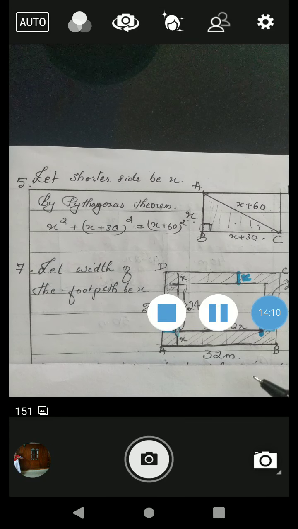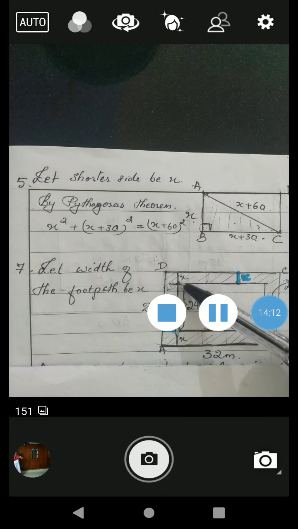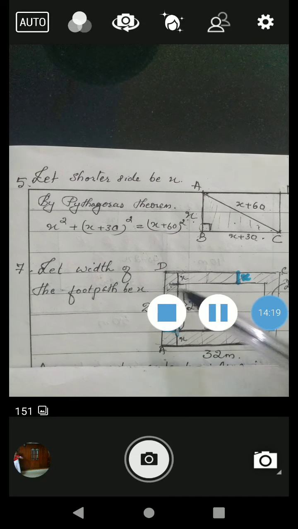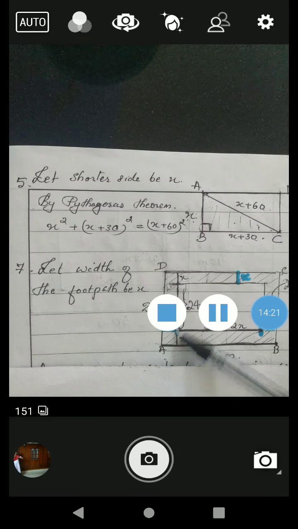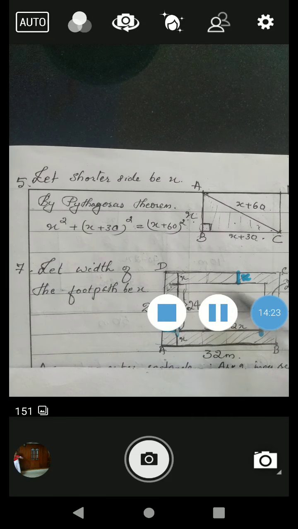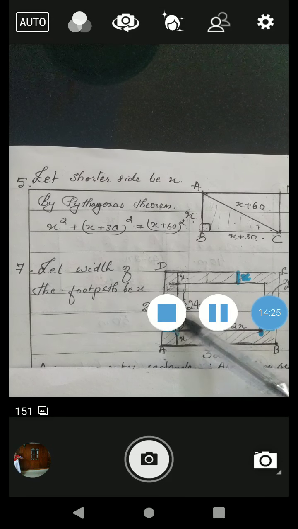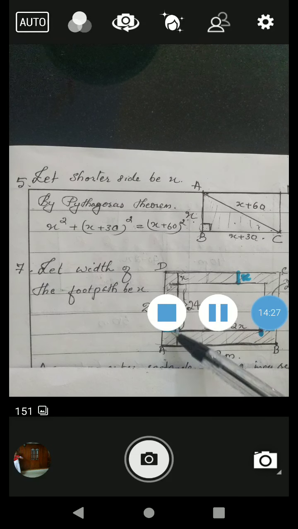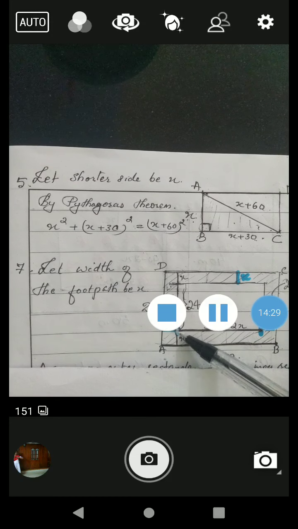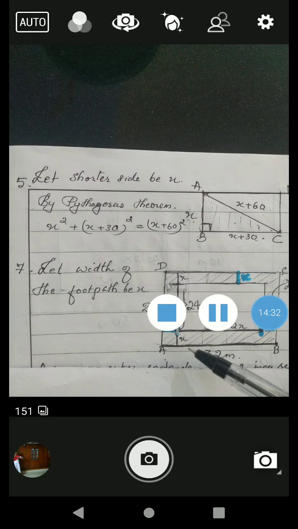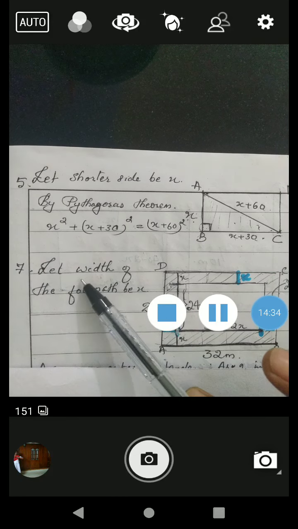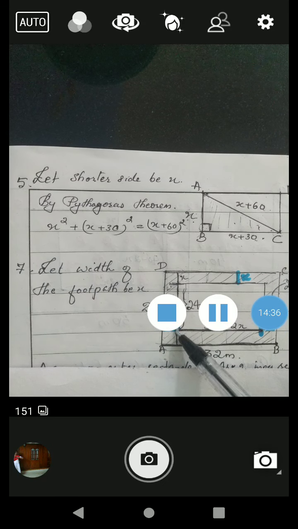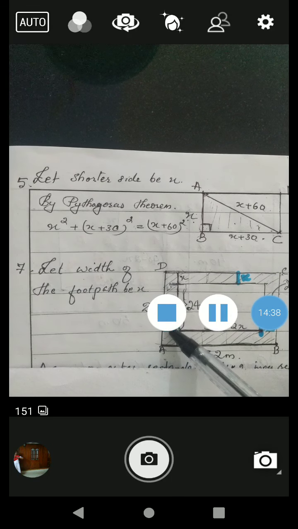This is inside a rectangular field. You can see this is the rectangular field. ABCD is a rectangular field, and this footpath is inside this rectangular field. Therefore, inside we can draw this footpath of equal width. We want to find the width of the footpath. Therefore, we can start. Let the width of the footpath be x. You can see this is x.